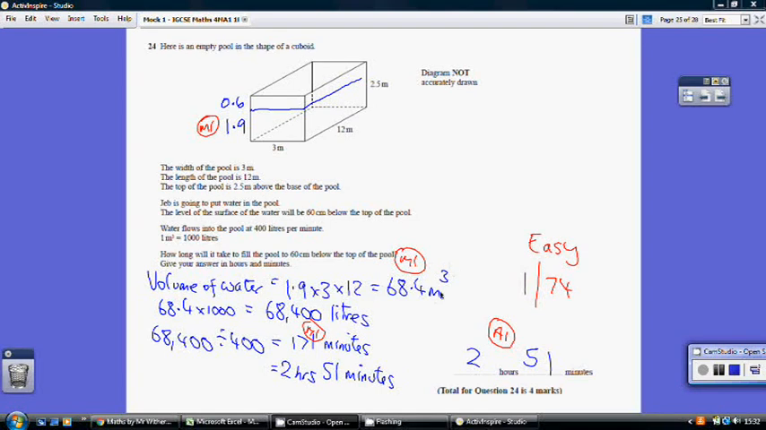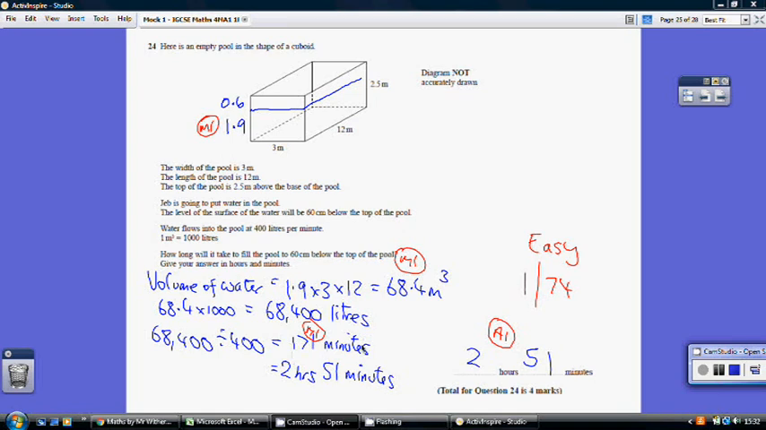Now, converting this into litres, 1 meter cubed is 1,000 litres, so we have to times it by 1,000, so we have 68,400 litres of water in the pool. Now the pool fills up at 400 litres per minute. So 68,400 litres at 400 litres per minute, divide the 68,400 by 400, this is going to take 171 minutes.